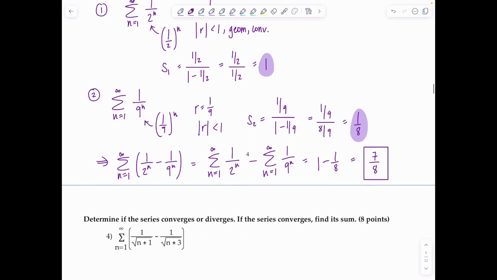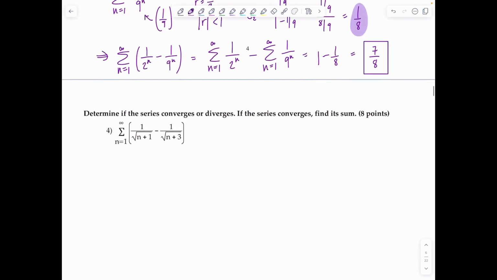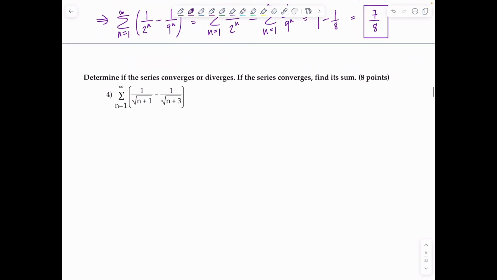Good. Let's look at another problem. Determine if the series converges or diverges. If the series converges, find its sum. There's that phrase again that I told you was super rare. If they tell you to find the sum, it means this series is one of 3 kinds. It's either geometric, telescoping, or Maclaurin.